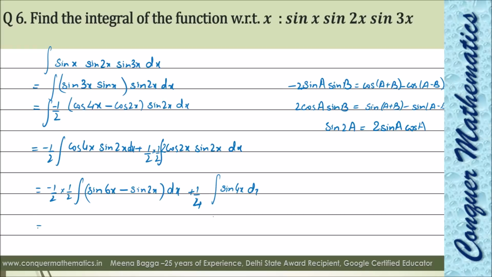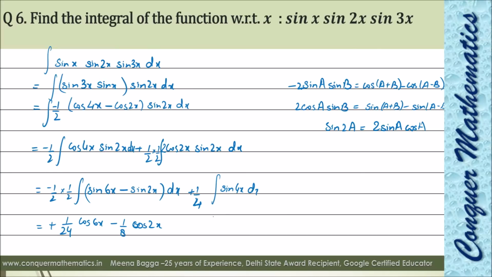Yes, minus 1 by 4 sin 6x, integral is minus cos 6x divided by 6. That means minus minus plus 1 by 4 into 1 by 6, 1 by 24, and this will be cos 6x. I am now trying to write the answer in one step. Minus 1 by 4 plus 1 by 4, integral of sin 2x is minus cos 2x divided by 2. That means minus 1 by 8, okay, sorry, cos 2x.